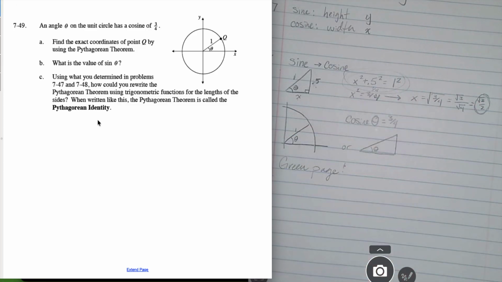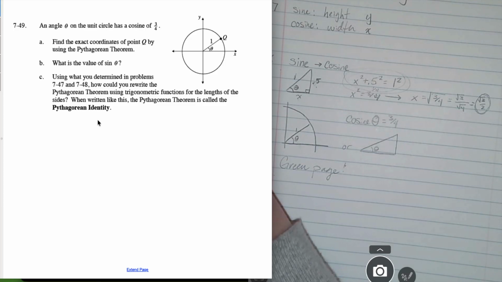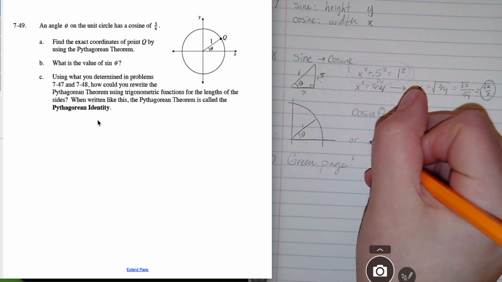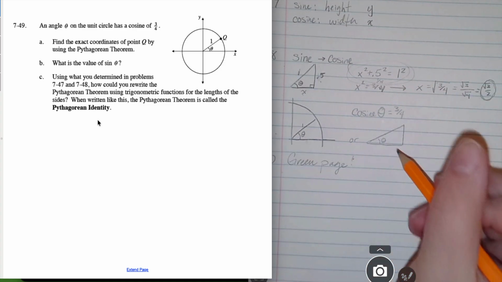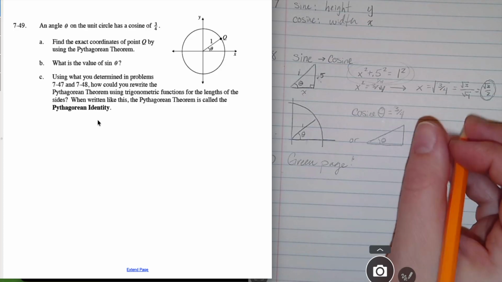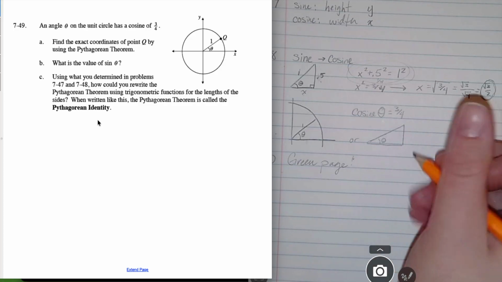So in 49, they bring this up. It says an angle theta on the unit circle has a cosine of 3/4. Find the exact coordinates of point Q by using the Pythagorean theorem. So there's kind of two different ways we can go about this. The way that kind of comes into my mind is setting up my own triangle off to the side. So it says an angle theta on the unit circle is 3/4.